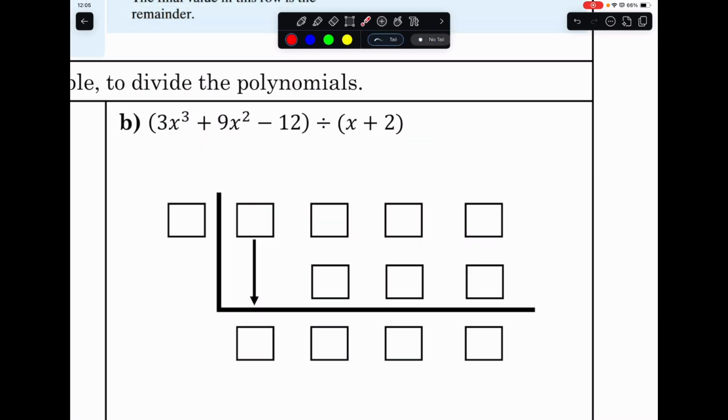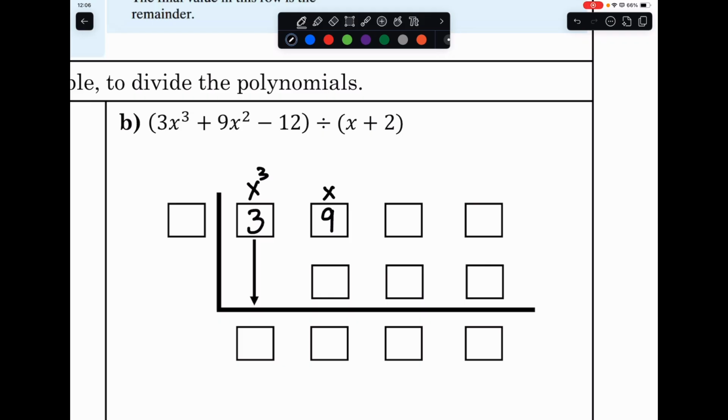Let's move on to the next example. And this one we can use synthetic division again because our divisor is in the required format of our variable x plus some constant c. So we'll write in the values in the box of our dividend. So we have 3x to the third power, we have a 9x to the second power, and then we have a constant of negative 12.